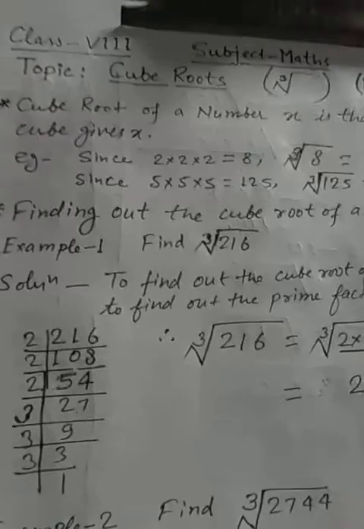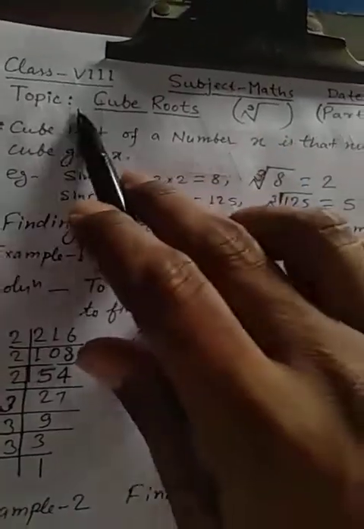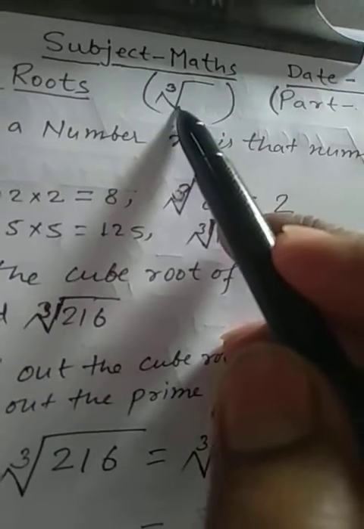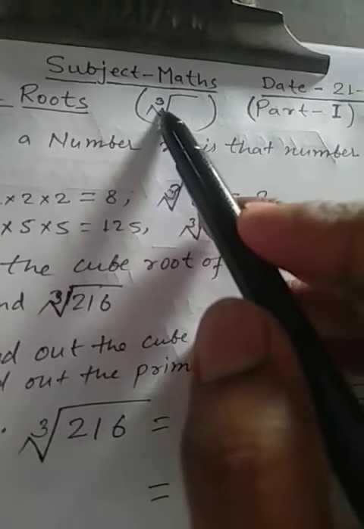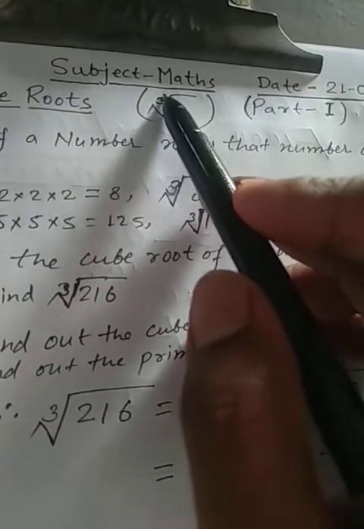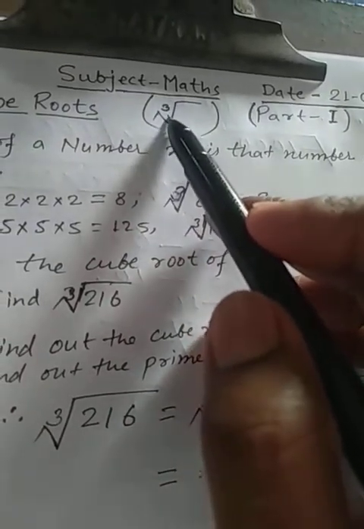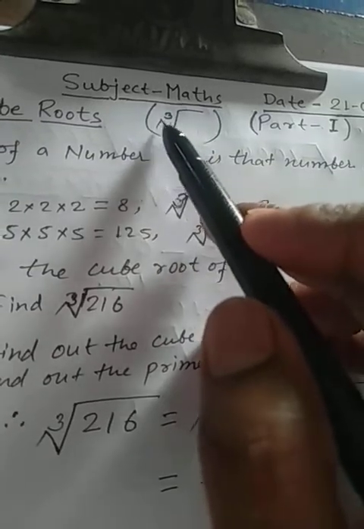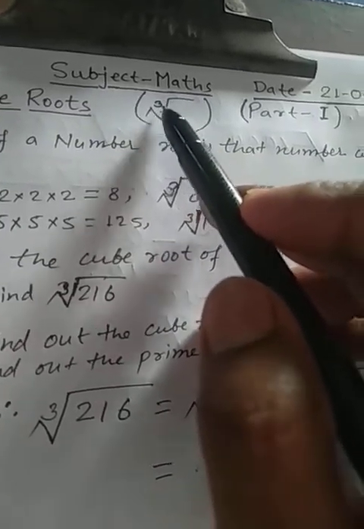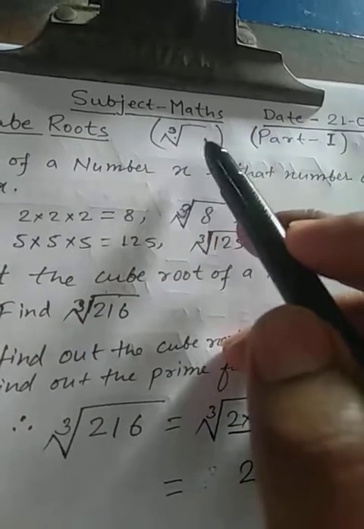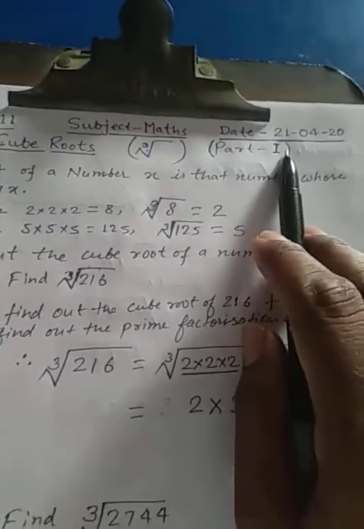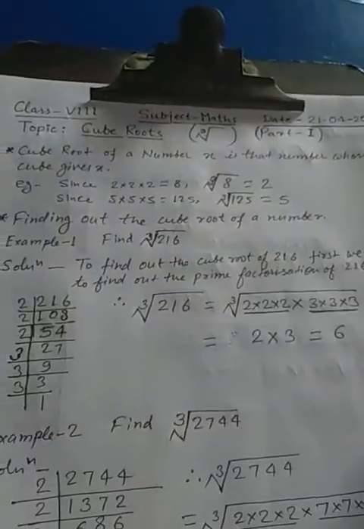Yes, students, our topic is cube root. The symbol of cube root has a 3 on it. In a square root there is a 2 only or nothing else, but in a cube root you have to write a 3 here. It shows the power 1 by 3, or it shows you have to make the triplet. This is Part 1, because there is another part we have to make.